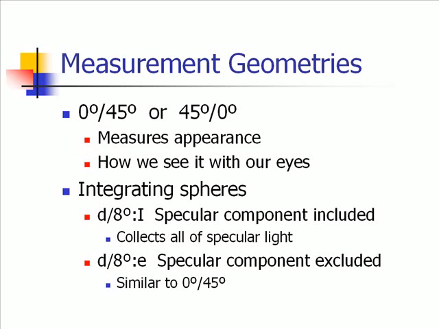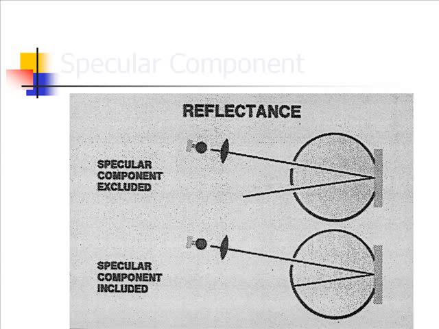But this is what it looks like. If we have specular component included, like the bottom here, the specular reflected light hits the sample, bounces off, hits our sphere, and then is detected by the detector. In our excluded, specular component excluded arrangement, that specular reflected light hits the sample, bounces out through this opening, and is not collected. Now, it's not exactly like the 0-45, but it's closer than the specular component included.